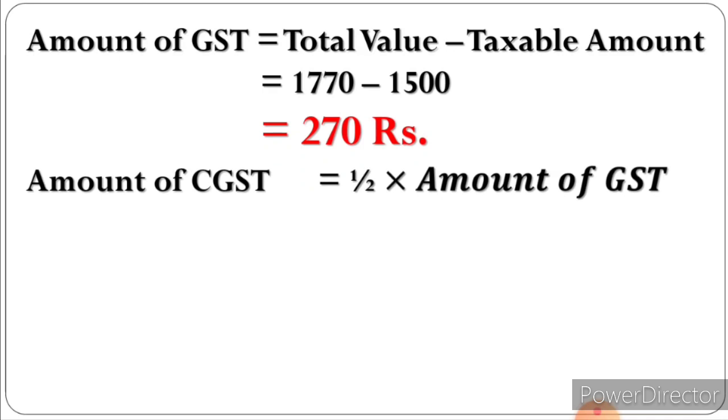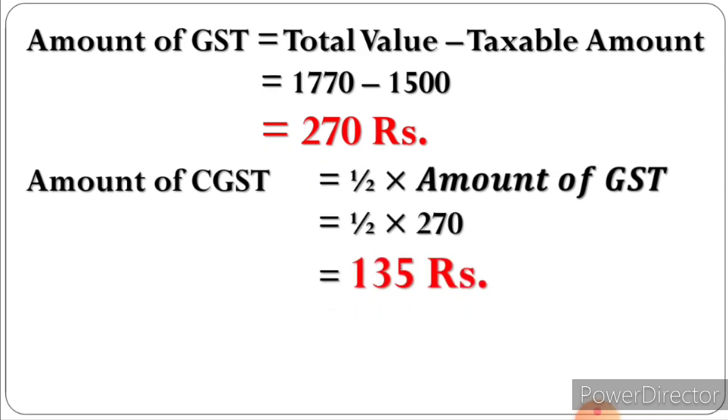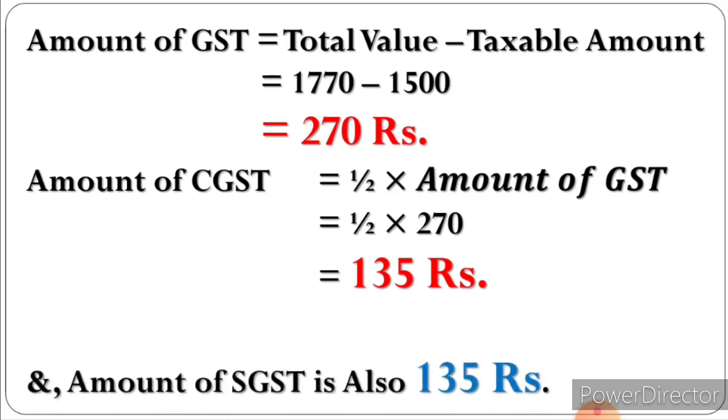So the amount of CGST is half of the amount of GST. Half of 270 is 135 rupees. So the amount of SGST is also 135 rupees. What new thing we are learning today is finding the taxable value. The only basic thing you have to keep in mind is that taxable value is found by assuming the taxable value to be 100 rupees and applying the same GST which is applied to the total value to the product in the question.